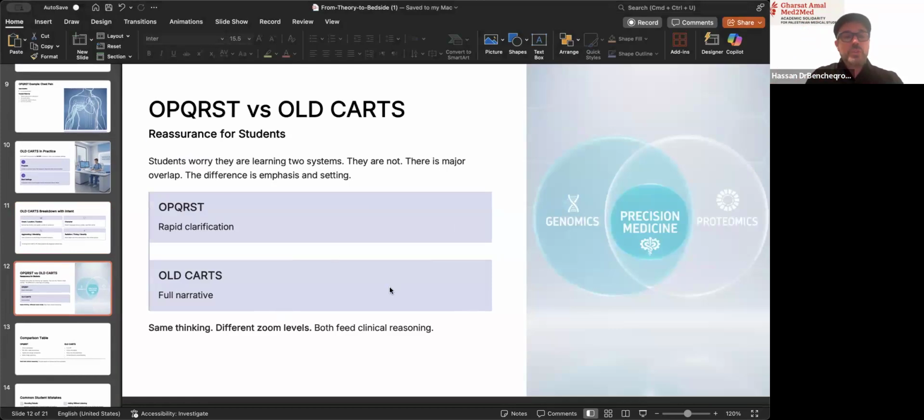When can you use either or? Those that use OPQRST, use it quickly just so that you can have a rapid clarification. The old cards is a full narrative because it also gives you the context in which this happened. Okay?